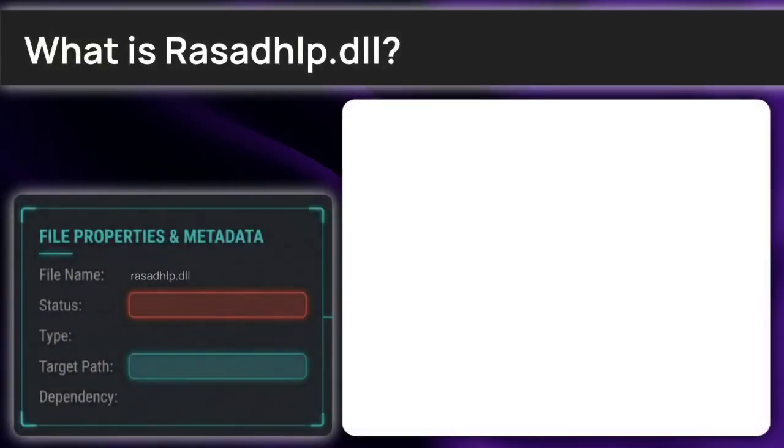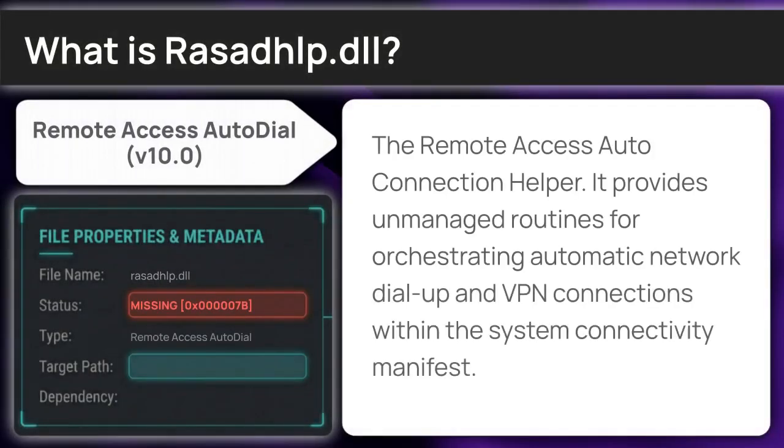This is the Rasadhlp, the Remote Access Auto Connection Helper. It provides unmanaged routines for orchestrating automatic network dial-up and VPN connections within the system connectivity manifest.